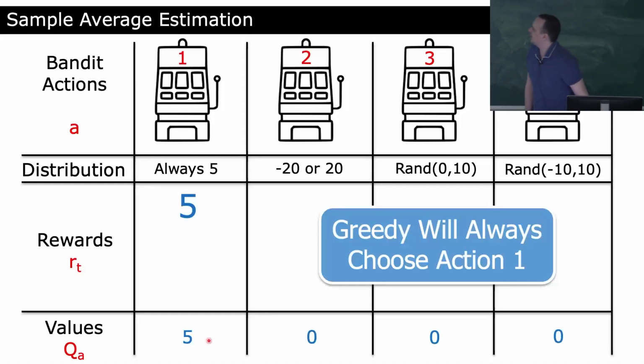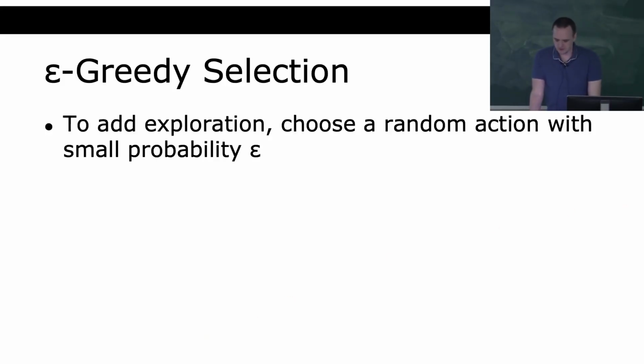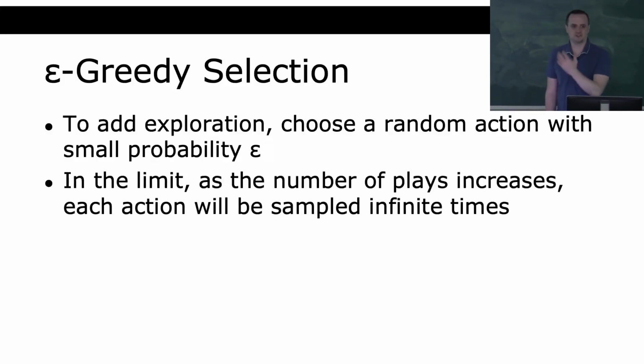So what's the way we can fix this? Well, the simplest thing we could do is this thing called epsilon greedy. And so to add exploration, just choose a random action with probability epsilon, right? So maybe 50% of the time I choose the greedy thing, 50% of the time I choose a random action. That's a way that I could implement exploration, right? And trust me, this works. It works really well in practice to do something like this.